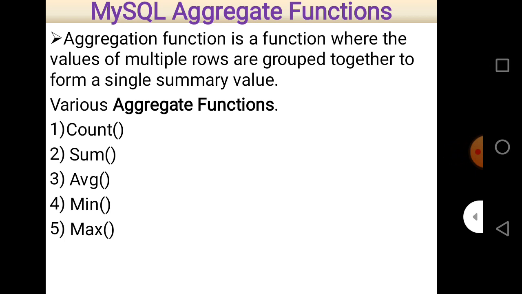There are a few various aggregate functions such as count function, sum function, avg for average, min for minimum value, and max for maximum. So let us start with the count function. As the name suggests, count basically counts the number of records.